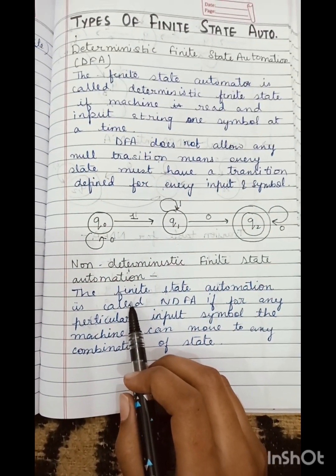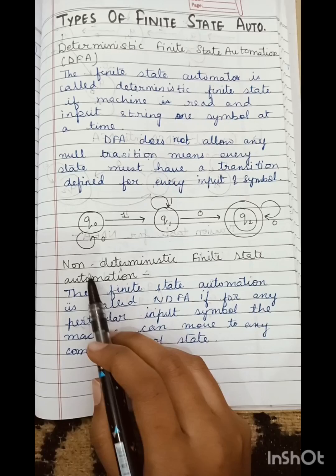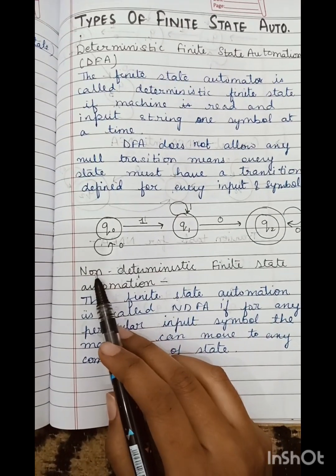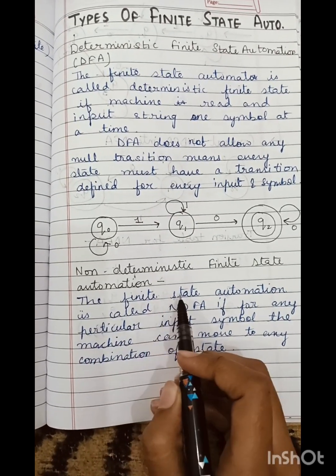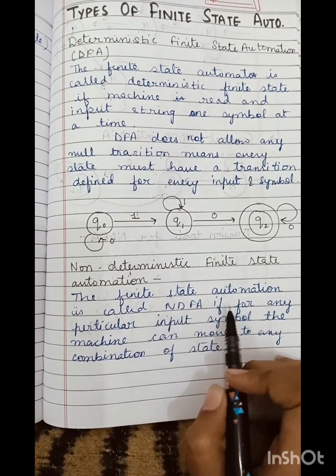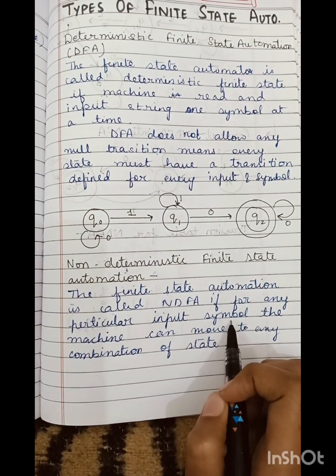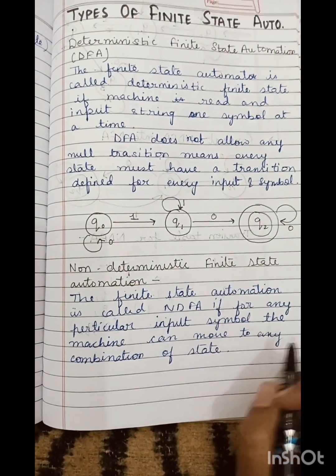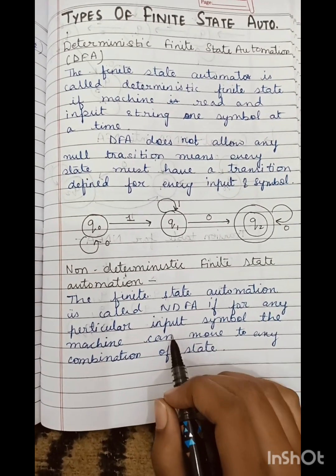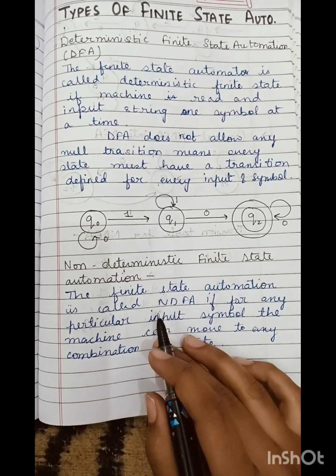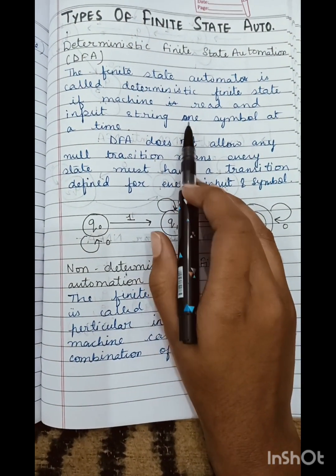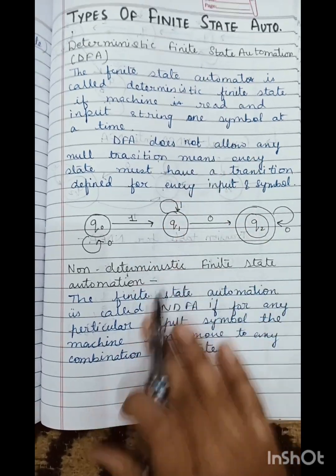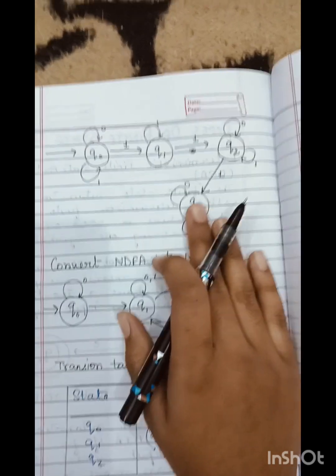Now we will see the second type of finite state automaton, which is called NDFA. The full form is non-deterministic finite state automaton. A finite state automaton is called NDFA if for any particular input symbol the machine can move to any combination of states. In the previous one it reads one symbol at a time. Now let us see the transition diagram for this.